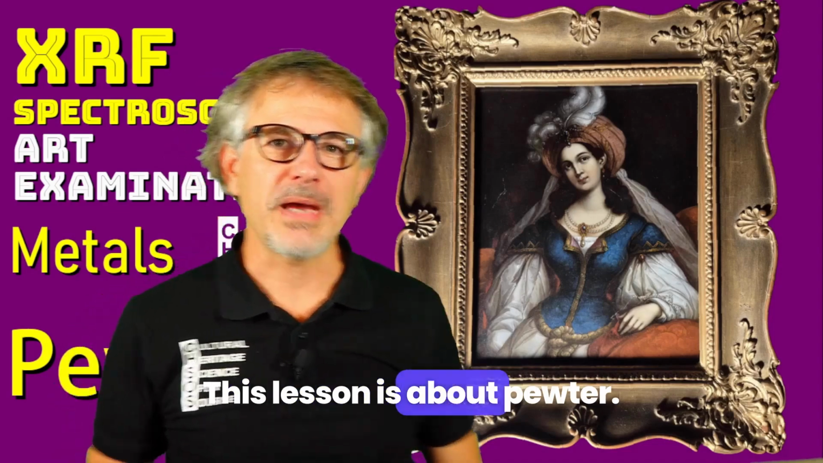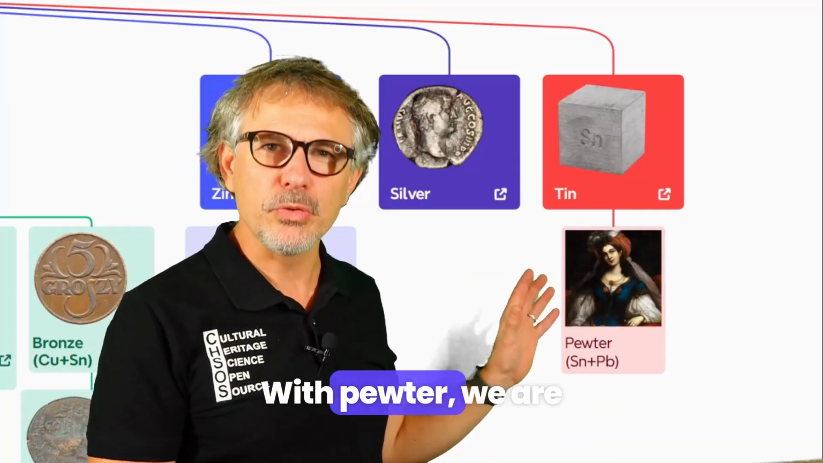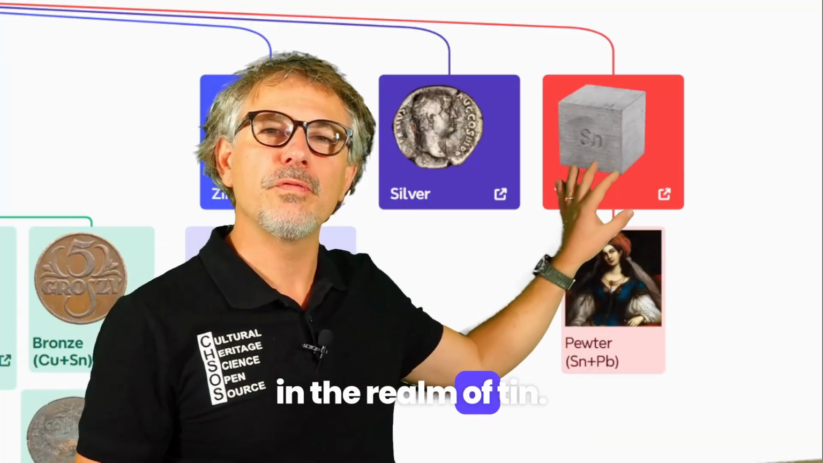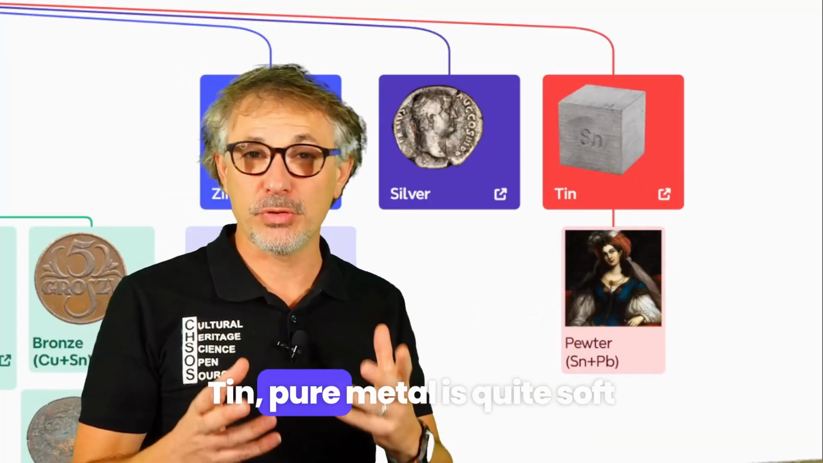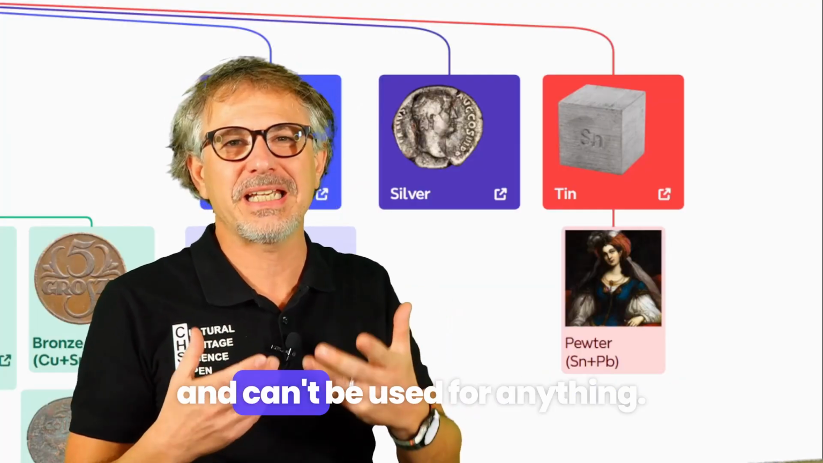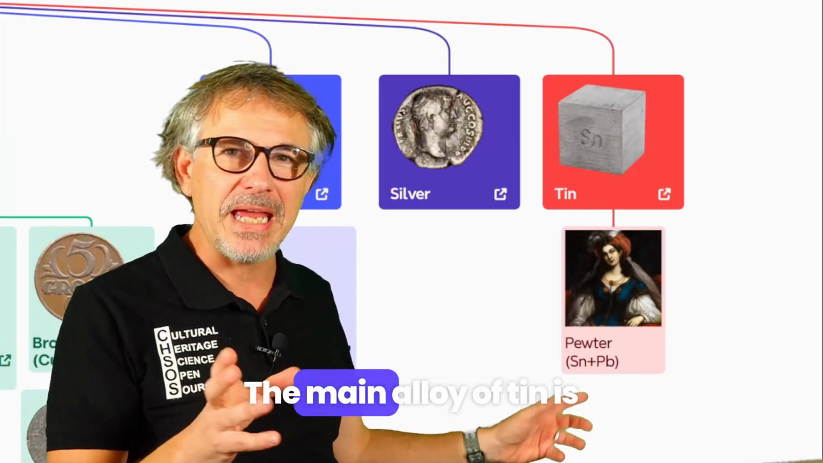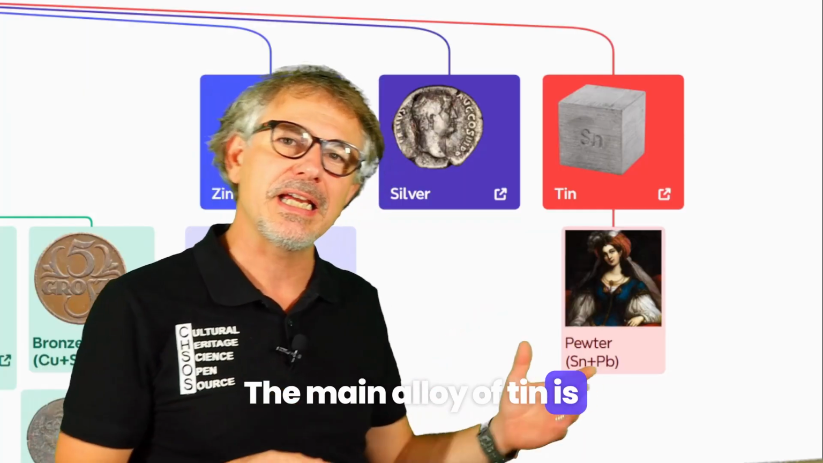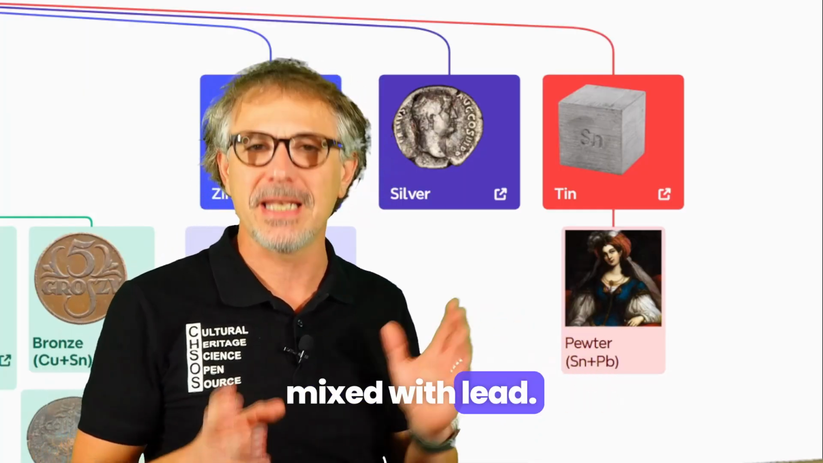This lesson is about pewter. With pewter we are in the realm of tin. Tin, a pure metal, is quite soft and can be used for anything. The main alloy of tin is mixed with lead.